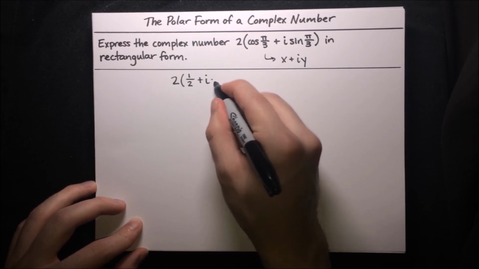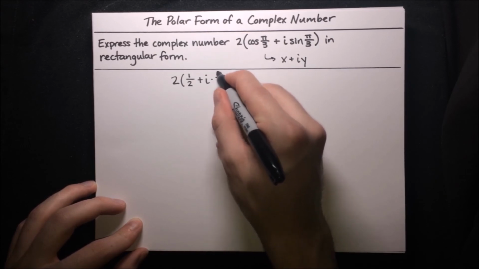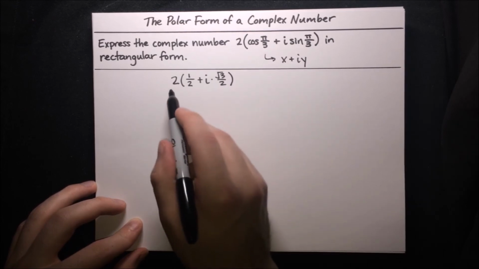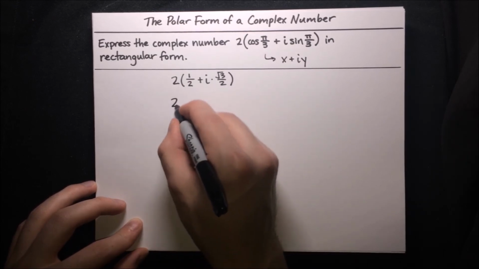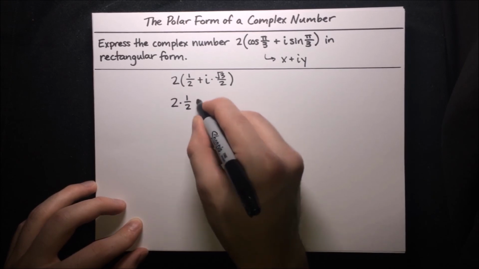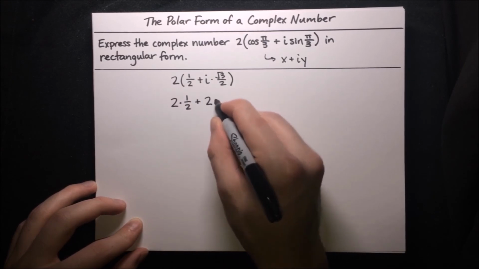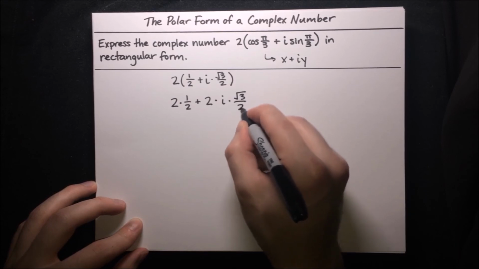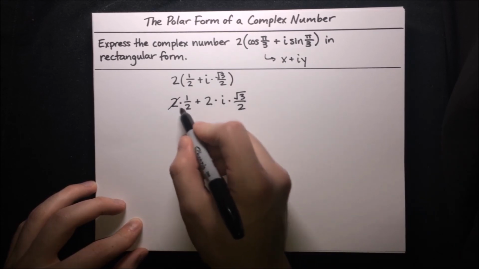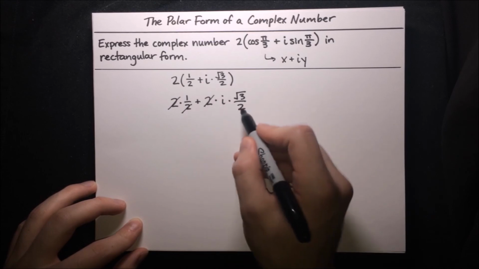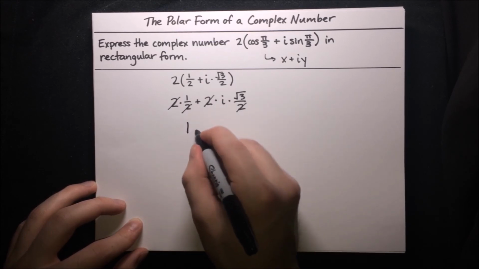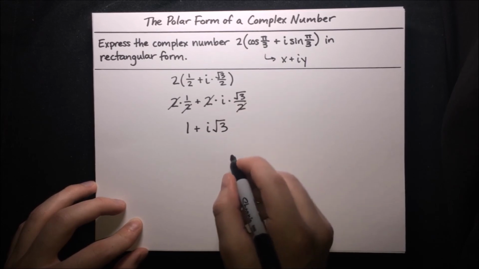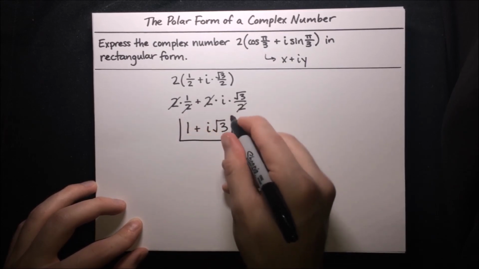And what's sine of pi over 3? Sine of pi over 3 is just root 3 over 2. So now we can go ahead and distribute this 2 over. So this is 2 times a half, then plus 2 times i times root 3 over 2. And the 2 cancels with the 2 in the denominators. So we just have 1 plus i root 3. And there we go. There's the rectangular form.